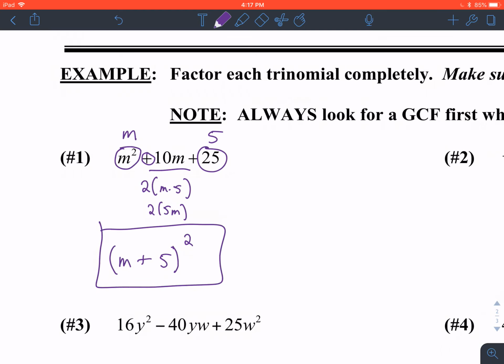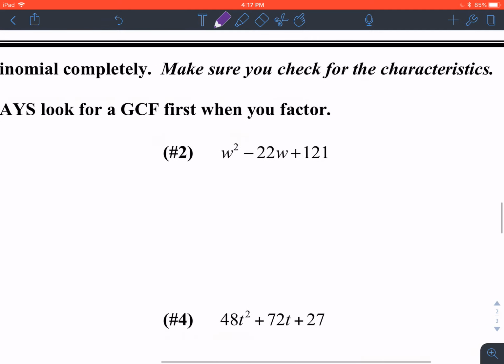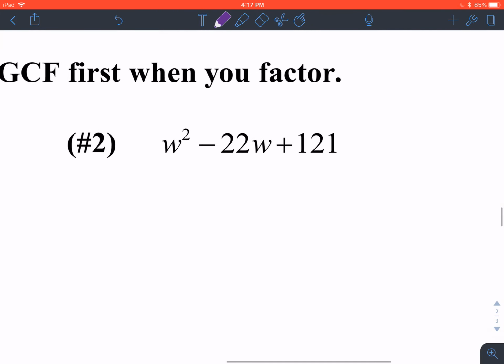Okay, so you're still looking to see if it's square roots, but you're also looking to see if the middle term is double the square roots multiplied together. That's how you can tell if it works or not. Okay? All right, let's do another one. See if this is making good sense for you.